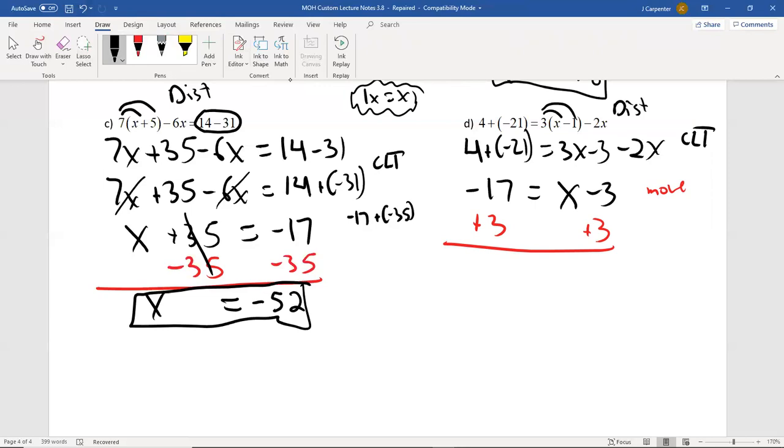Different signs, subtract, keep the sign of the larger. 17 minus 3 is 14. The larger number being negative. Keep the equals, keep the x, cancel the 3's, and we get x equals negative 14. And that, my students, is our answer.